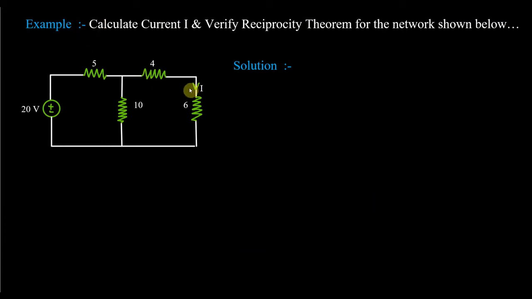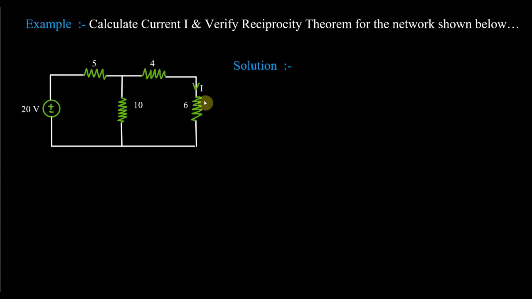So to understand the reciprocity theorem, I have taken one example. You can see that this network consists of one voltage source and some resistances, and they have asked: calculate the current I. The current I means the current flowing in the 6 ohm resistance, and verify the reciprocity theorem for the network.